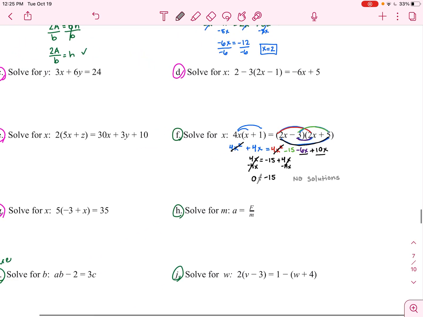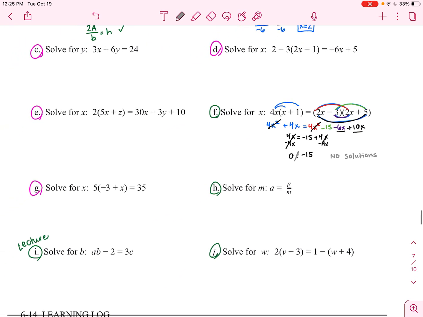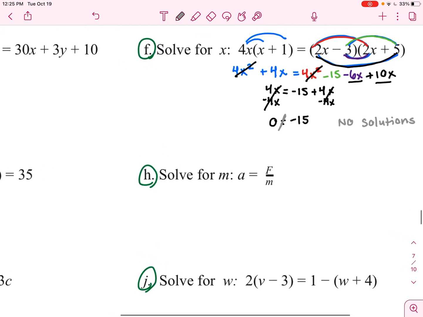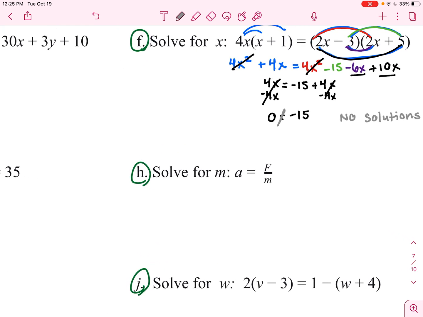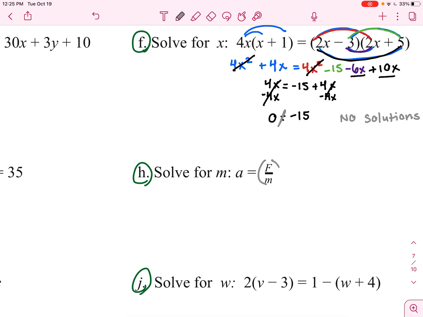All right, a couple more. H, we need to solve for m. m is in the denominator. Well, let's put it in the numerator for ease. I'm going to multiply both sides by m. So that m crosses out here. So now I have a times m equals f.